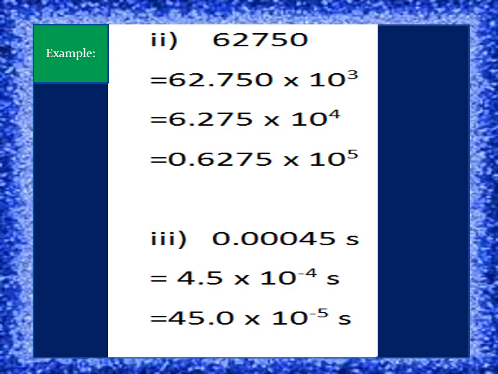Okay, so let's see the third question, 0.0045 seconds. So you will move your point up to the non-zero digit, 4.5. Okay, so 4.5 is multiplied by 10 raised to power minus 4. When you move your point from the right side, then the value will be in negative form. And if we move the point from the left side, then our value will be positive.